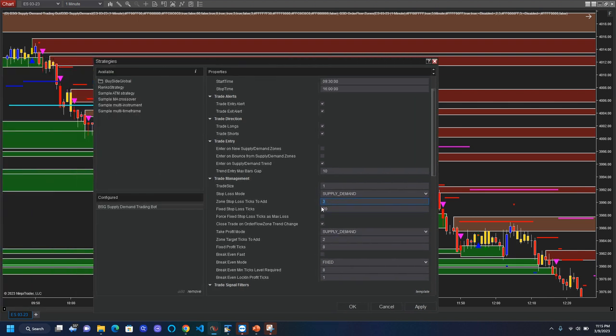All right. We talked about this. This setting is only applicable if you choose fixed. If you choose supply and demand, you need to enter the number here. If you choose fixed, you need to enter the number here. So when you choose fixed, this one doesn't matter. When you choose supply and demand, this one doesn't matter. Just to be aware.